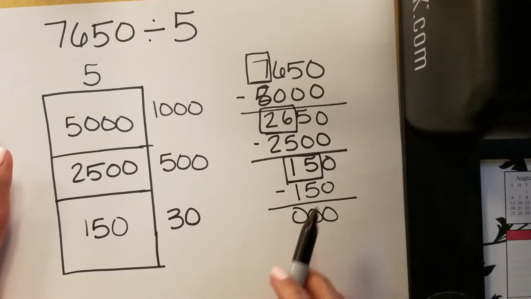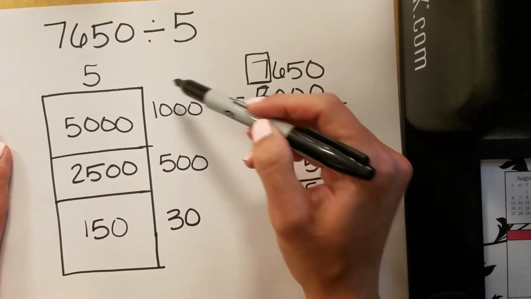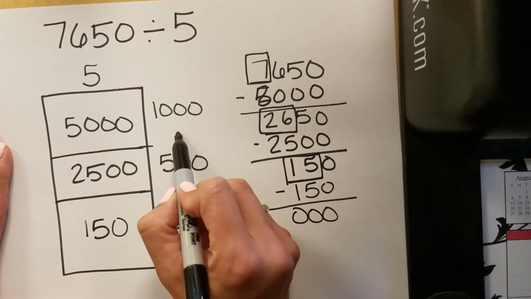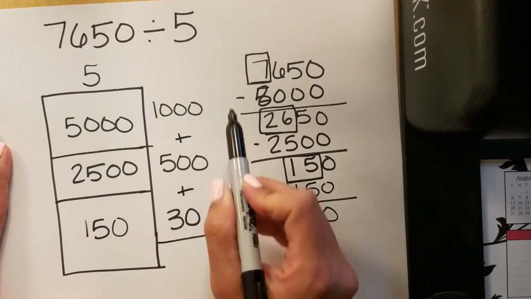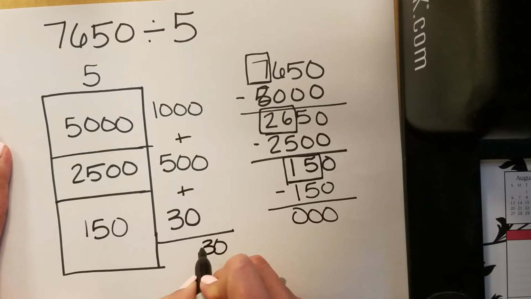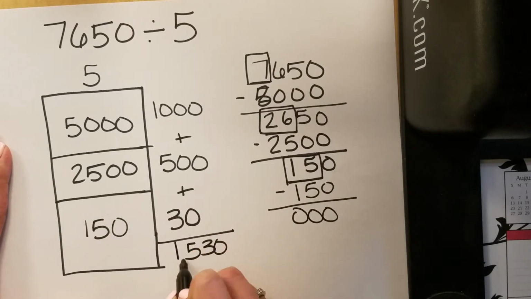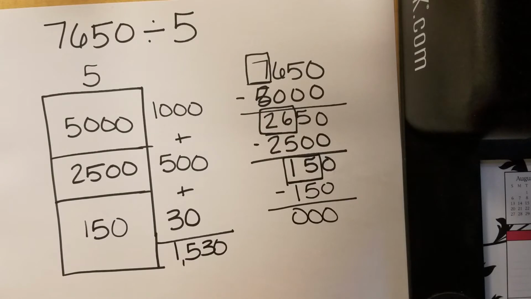So now that my dividend is down to 0, I take these numbers on the outside and I add them up. I know it would be 0, 3, 5, 1. 1,530. 7,650 divided by 5 is 1,530.